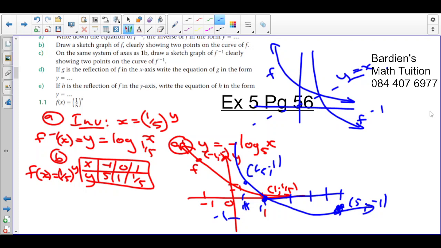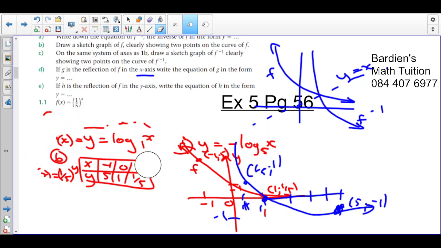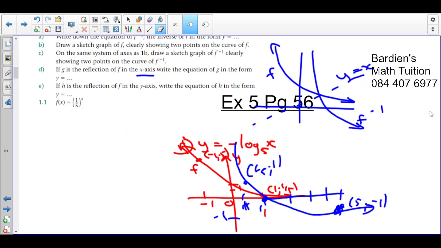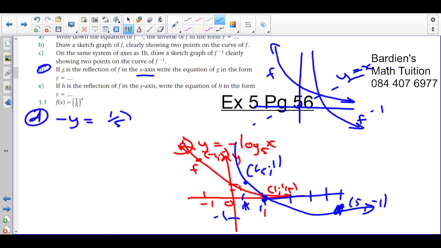If g is the reflection of f about the x-axis, so if the graph is reflected about the x-axis, what happens? y becomes negative. So negative y is equal to a fifth to the x. So divide by negative on both sides: y is negative 1 over 5 raised to x. Write down the equation of g of x. Don't forget to add g of x.